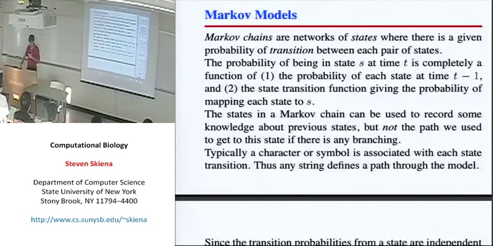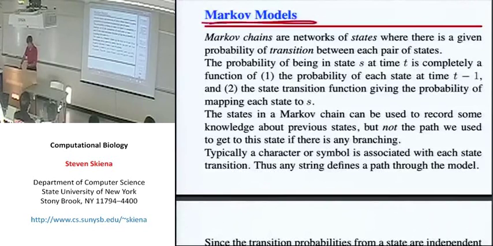Okay. So hidden Markov models are basically a model that is built on top of a simpler mathematical model called a Markov model, or a Markov chain, or a Markov process. A Markov chain is a network of states where there is a probability of transition between each pair of states. So we can imagine this as a graph or a network where each vertex is a state, and there is a probability of a coin flip changing our state.